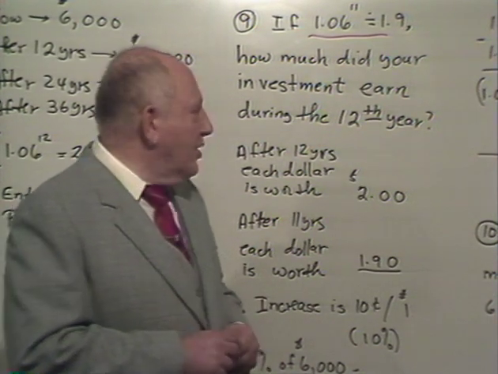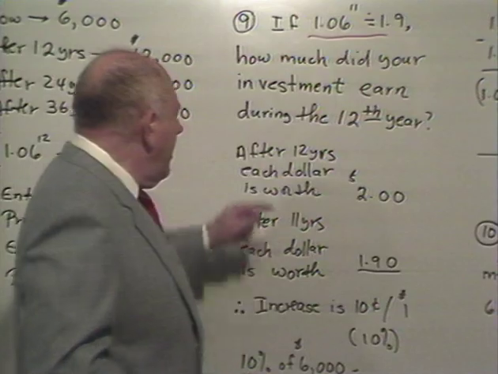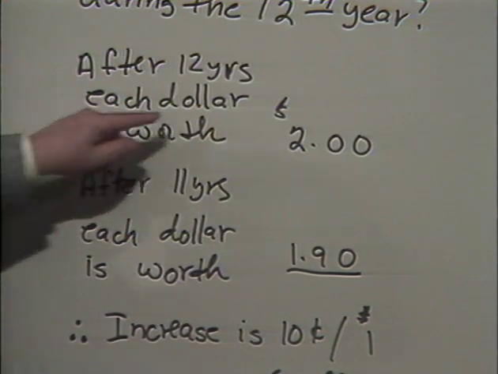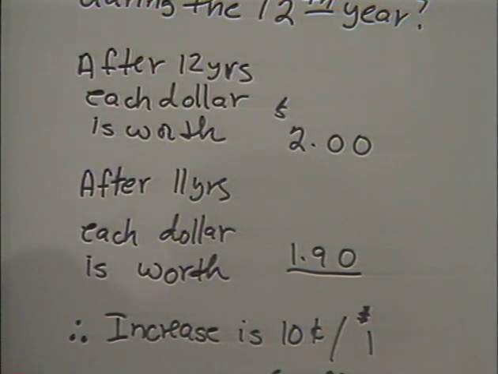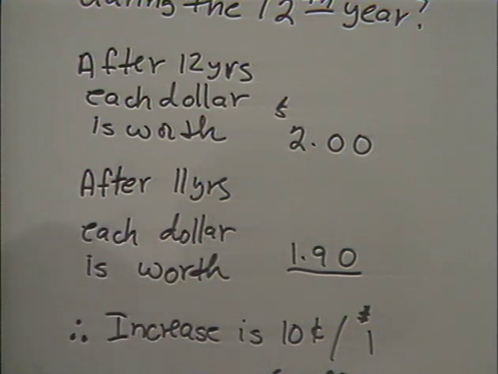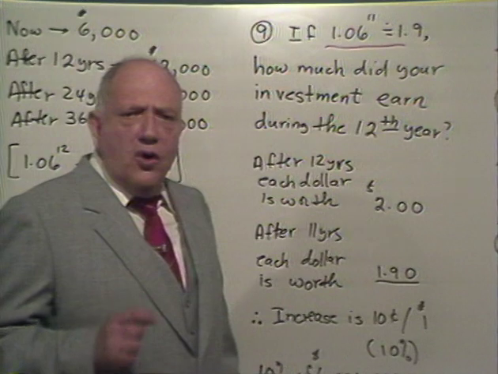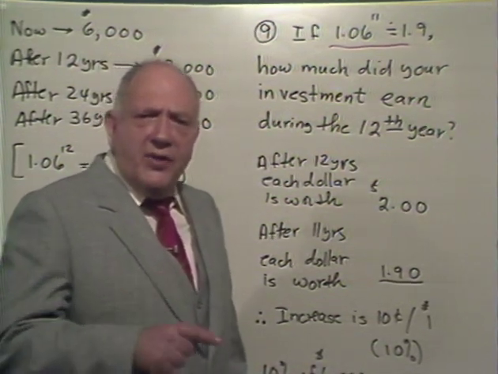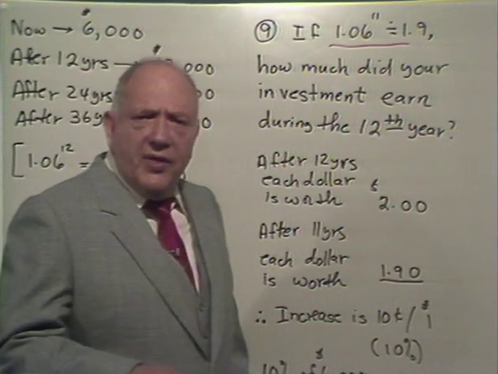Okay? But let's just take a look and see what happens over here. You see, in problem number 8, we saw that after 12 years, each dollar is worth $2. This problem 9 tells us that after 11 years, each dollar is worth $1.90. Well, now we have to come to some English grammar. What do you mean by during the 12th year? See, during the 12th year means everything from the end of the 11th through the 12th.